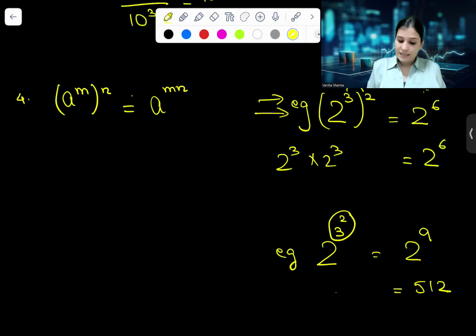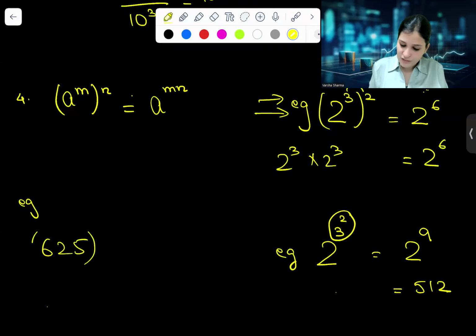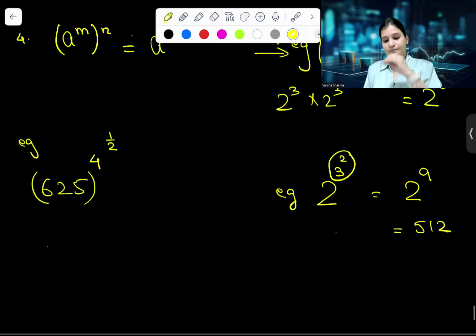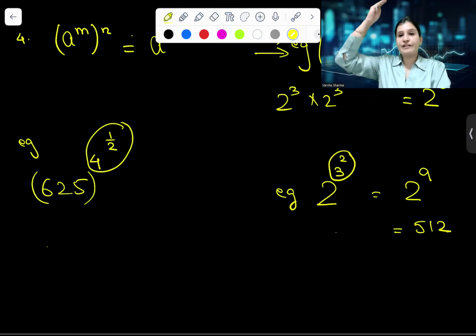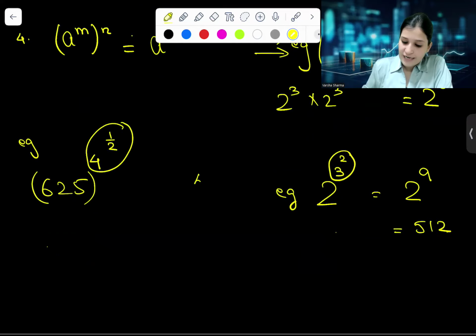Suppose I tell you 625 raised to the power 4 raised to the power half. What will happen? 5 power 4, the whole to the power 4. See, first calculate this because there are three different floors. So calculate the top two floors first.